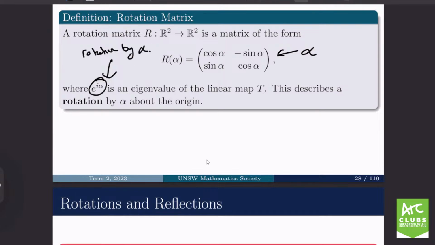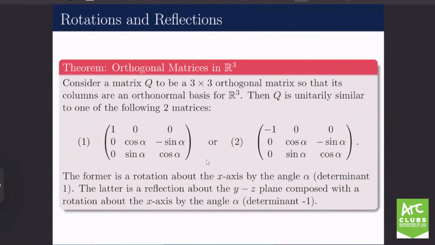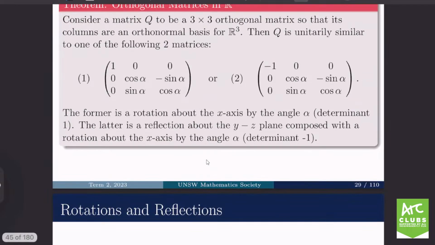Okay, so now let's look at this theorem here. If I have an orthogonal matrix in a 3D real vector space, consider Q to be a 3 by 3 orthogonal matrix, so that its columns are an orthonormal basis for the vector space. Then Q is unitarily similar to one of the following 2 matrices. So it's either unitarily similar to this or unitarily similar to that.